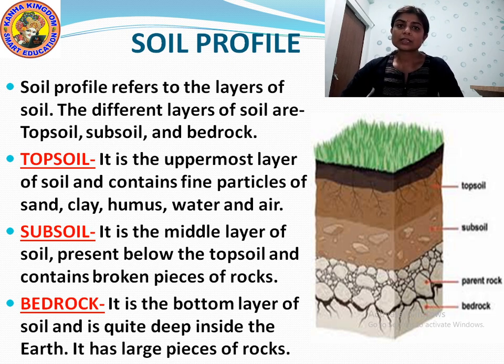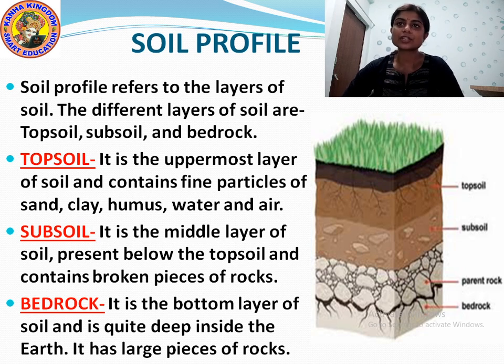Okay. See students, when the soil is formed, the large pieces of rocks get settled down and the sand, the fine pieces of the soil, keep on increasing on the top layer, and the rock particles are settled down inside the earth surface. So this bedrock is the bottom layer of the soil and it is deep inside the earth, which contains large pieces of rocks.